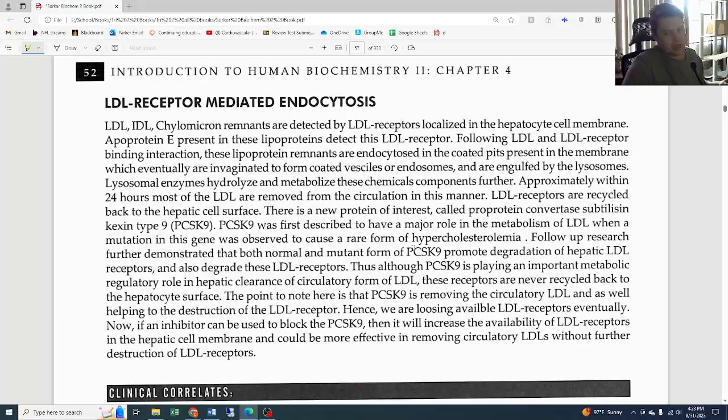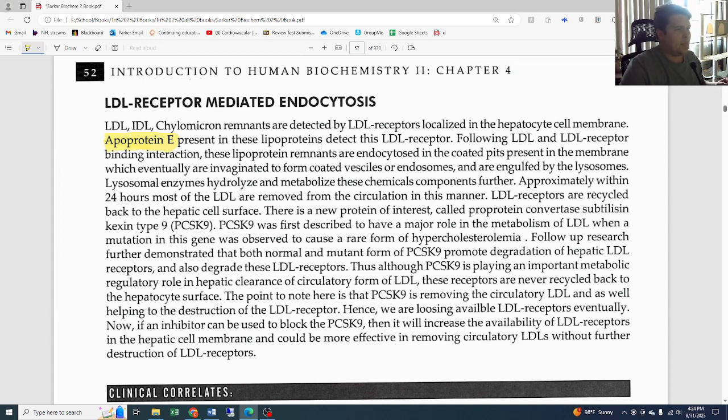Okay, so LDL receptor-mediated endocytosis. LDL, IDL, and chylomicron remnants are detected by LDL receptors localized in the hepatocyte cell membrane, by apoprotein E. When I said earlier that you don't necessarily need the names as much, the names that are consistently brought up, like apoprotein E here, are the ones I would focus on, if you're going to learn any of the specific names, and just what their function is. So apoprotein E present in these lipoproteins detects the LDL receptor on the hepatocytes.